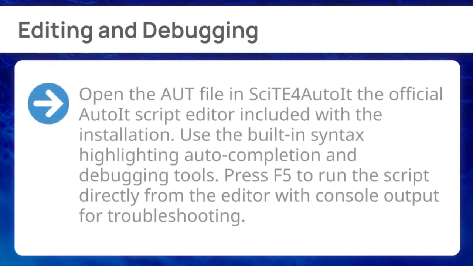Next, editing and debugging. Open the AUT file in SciTE4AutoIt, the official AutoIt script editor included with the installation. Use the built-in syntax highlighting, auto-completion and debugging tools. Press F5 to run the script directly from the editor with console output for troubleshooting.